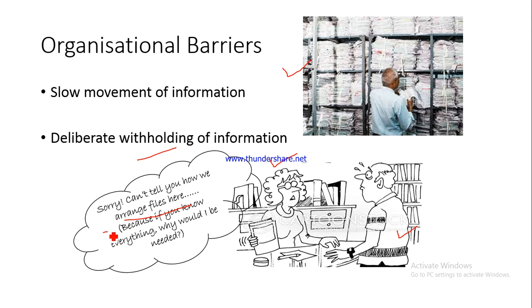And have a look at this thing in the brackets. Why is she saying so? She is saying so because if you know everything, why would I be needed? Do you understand? This lady is basically telling this guy that if I tell you everything I know, then I would not at all be needed in the organization. You can very well replace me, and then the organization can replace me at will. They can fire me whenever they want.